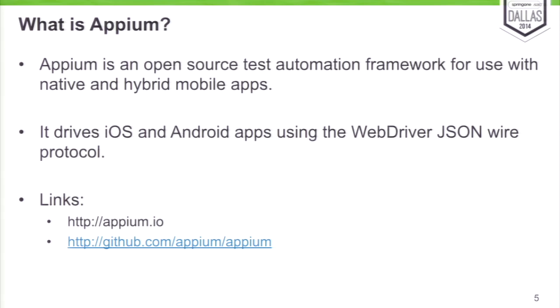It can be used by native or hybrid mobile apps. We're primarily going to be talking about native apps in this talk, but there's no reason you can't use it with other things. It drives the iOS and Android apps using the WebDriver JSON wire protocol. WebDriver has pretty much become the standard in mobile automation, or automation in general, and this is taking that driver and making it work on iOS and Android. So you can check it out. It's just appium.io. Like I said, it's open source, so it's on GitHub.